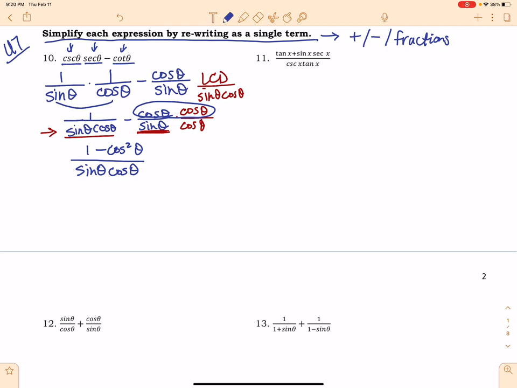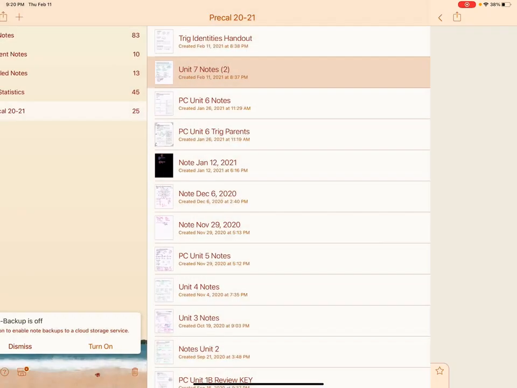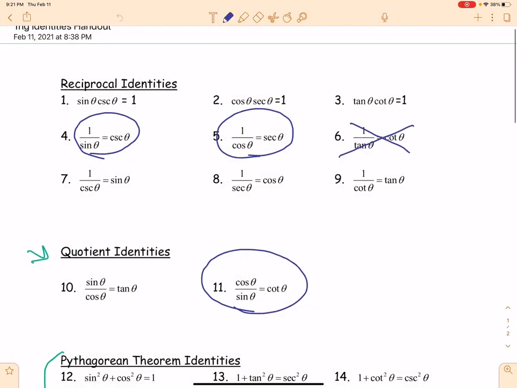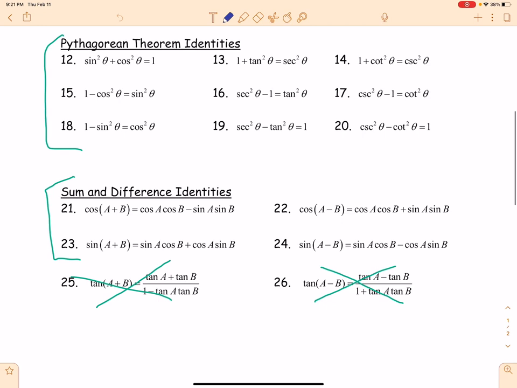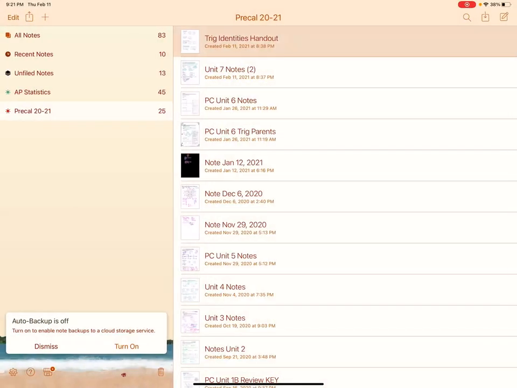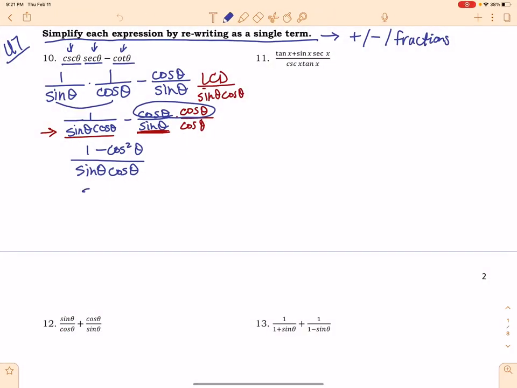denominator. And now we're down into one fraction, so that's good, but there's not really anything we can do from here. So I'm going to revisit my identities sheet, and I'm going to look at my Pythagorean identities. And there is one right here that I can use, 1 minus cosine squared theta. I can replace that with sine squared theta. So we are going to do that. And then what I end up with is a way to reduce this.